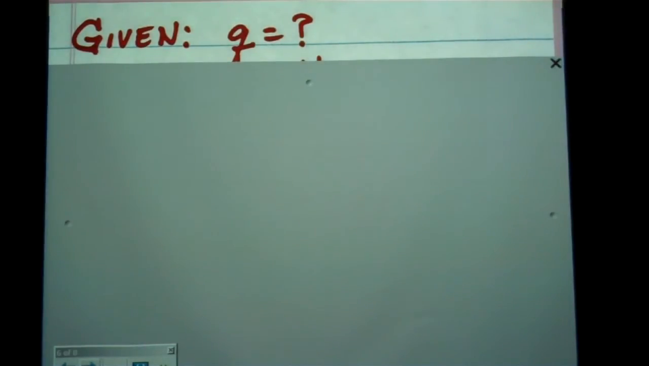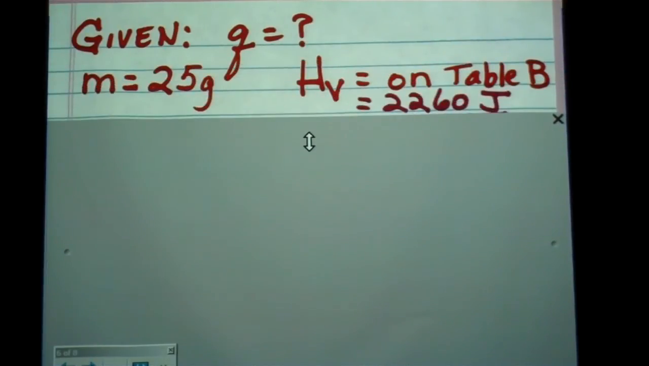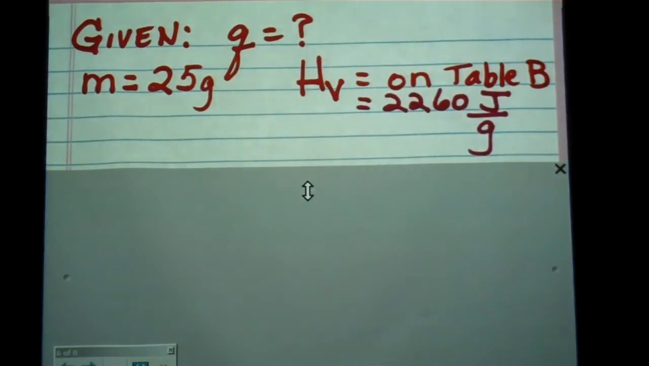Second step is putting down our givens. We're going to be looking for the heat, which is Q is going to be our X. M is the 25 grams. And then the HV, we got that from table B. That's the number that we got from the beginning that we looked at. It's 2,260 joules per gram.